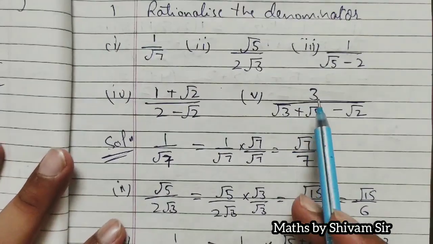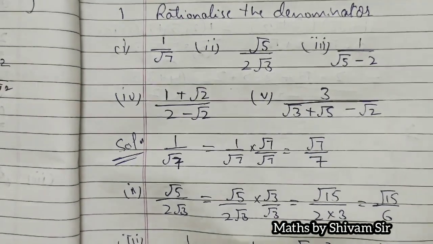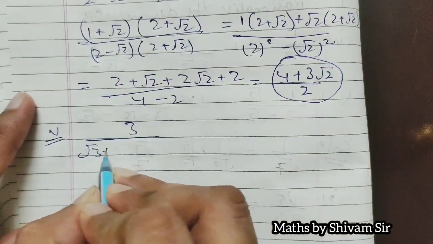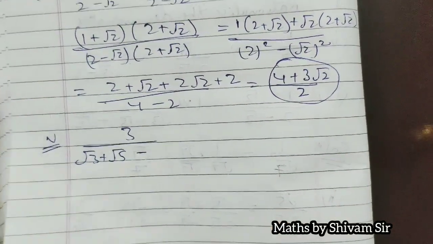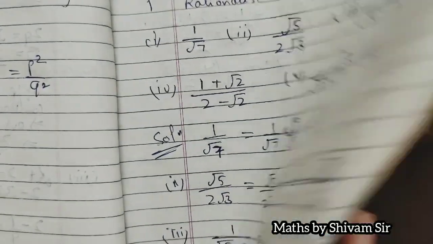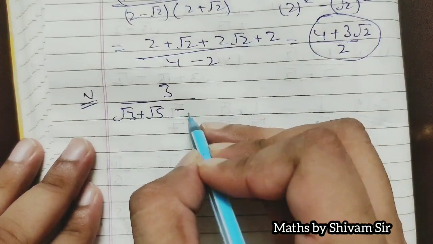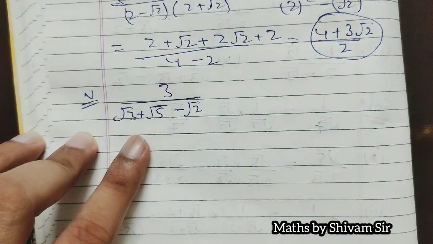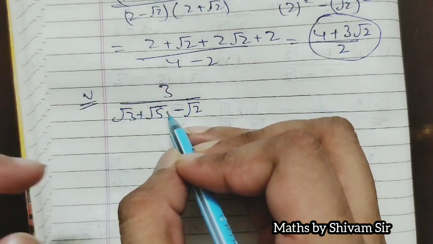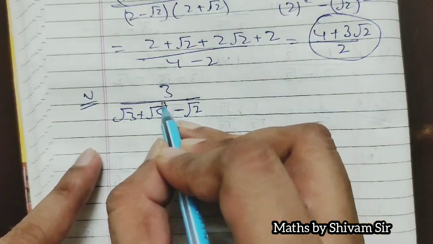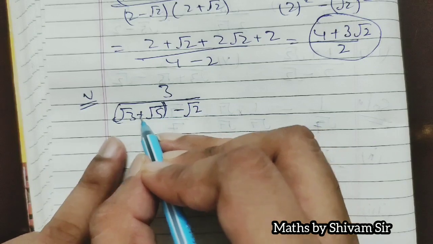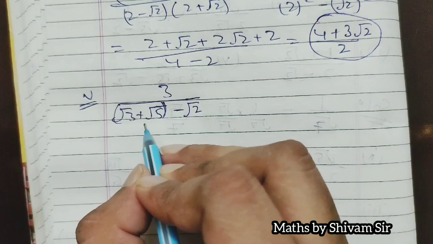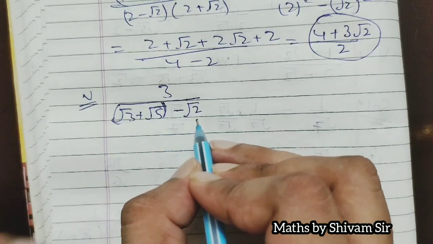So next, fifth part is 3 upon root 3 plus root 5 minus root 2. Sometimes, rarely, we have a trinomial in the denominator. So what we have to do in this case, just split this into a binomial. Consider it to be a single unit, and there are two different units: root 3 plus root 5 as one unit and root 2 as the second unit.